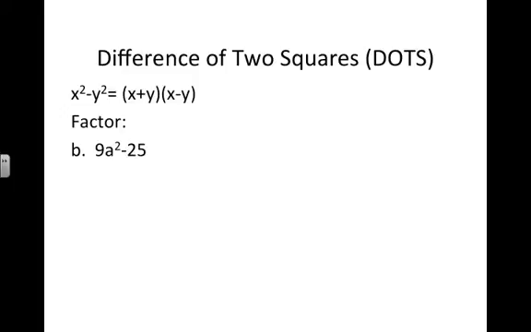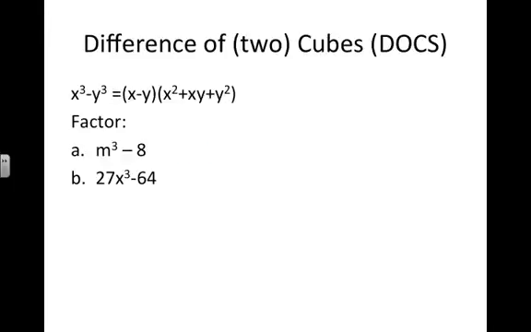9a squared minus 25, well, let's see. 9a squared can be written as 3a, the whole thing squared. And then 25 is 5 squared. It's a difference, so yep, this works. So it's 3a plus 5 times 3a minus 5. x squared plus y squared is prime. That's a sum of two squares, and there's no such thing as SOTS. We know what DOTS is, but sum of two squares, that just doesn't make sense.